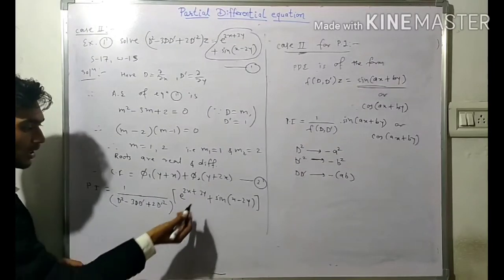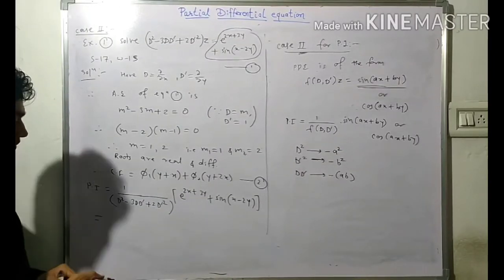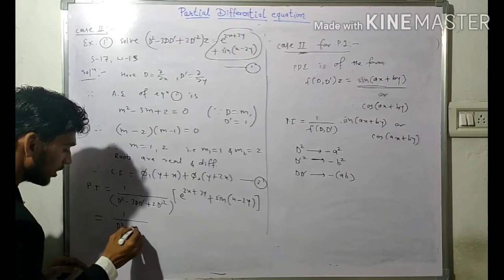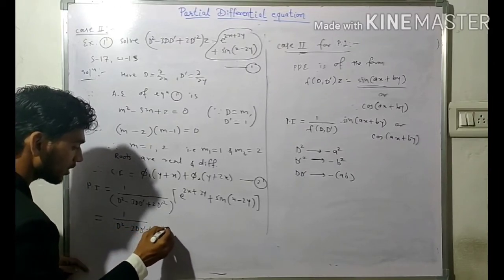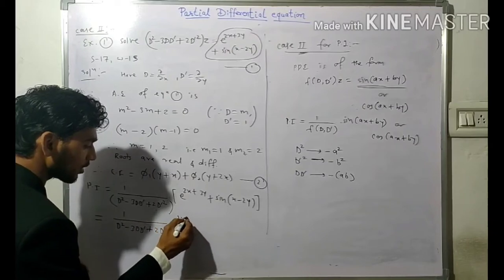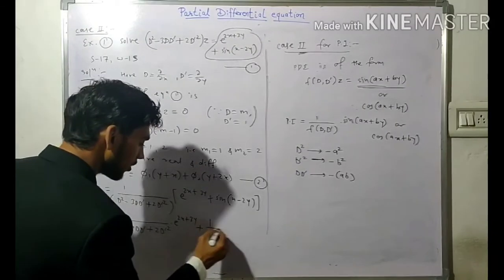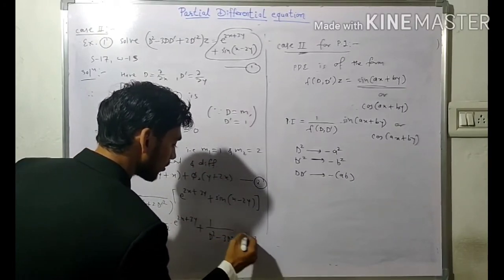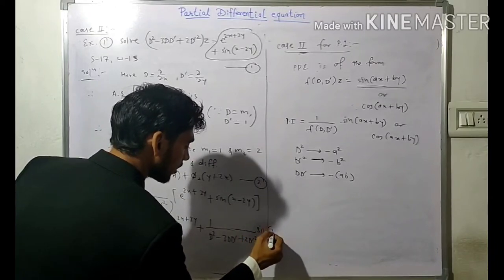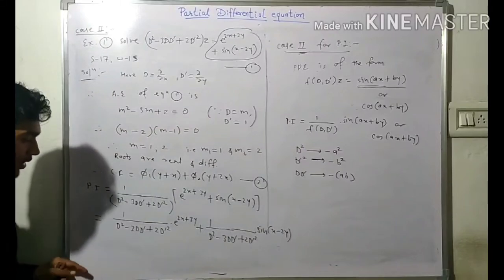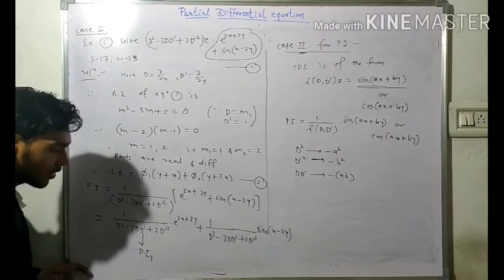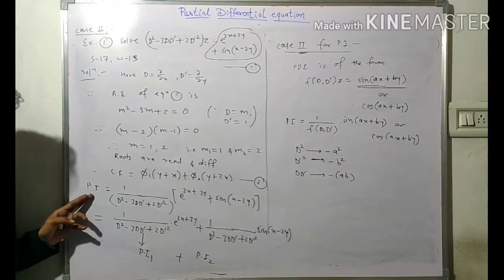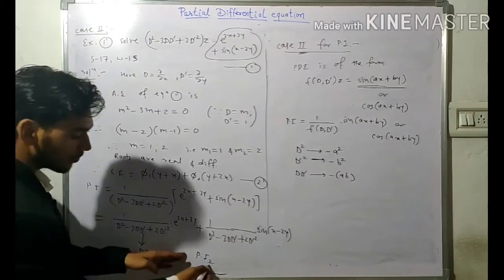Now let us break these two parts. So it is 1 upon D square minus 3D D dash plus 2D dash square into e to the power 2x plus 3y, plus 1 upon D square minus 3D D dash plus 2D dash square into sine of x minus 2y. Say PI1 plus PI2. So in order to find the PI, we will separately find PI1 and PI2.